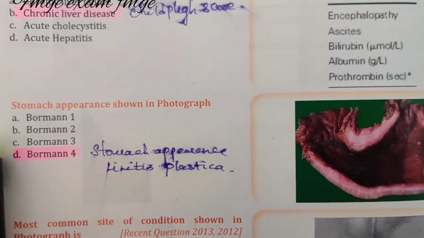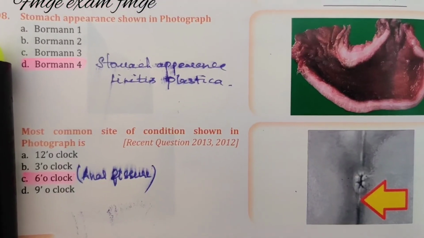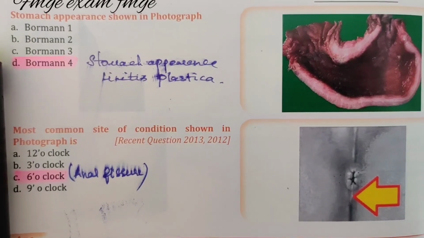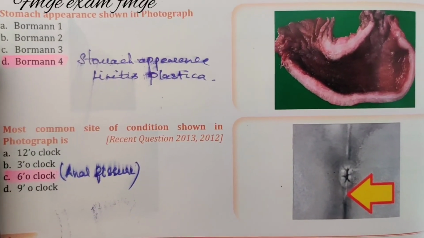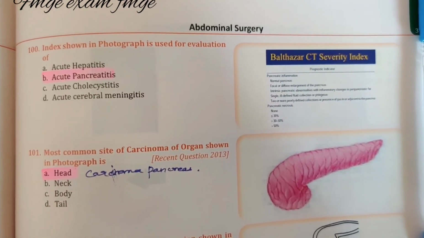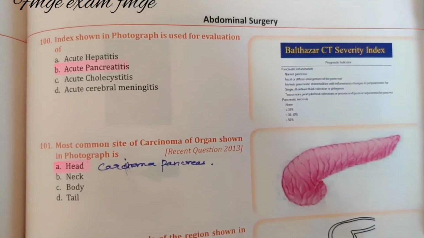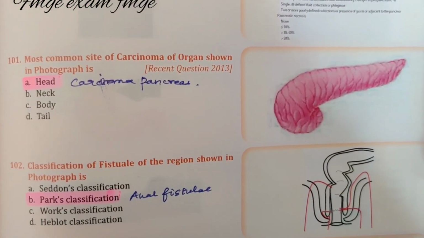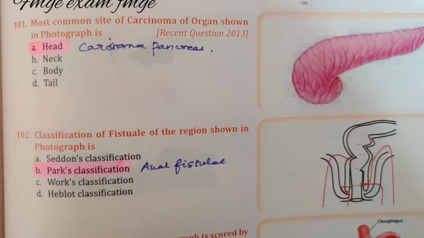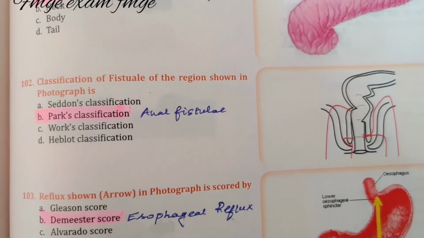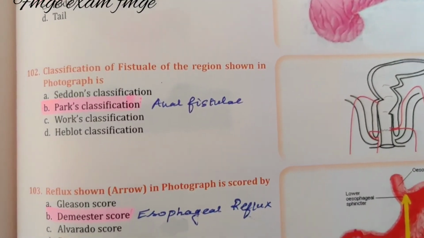Stomach appearance: linitis plastica. Most common site of the condition shown in the photograph is 6 o'clock, anal fissure. The index shown in the photograph is used for evaluation of acute pancreatitis. Most common site of carcinoma of the organ shown is the head, carcinoma pancreas. Classification of fistula: the region shown in the photograph is per Parks classification, anal fistula.